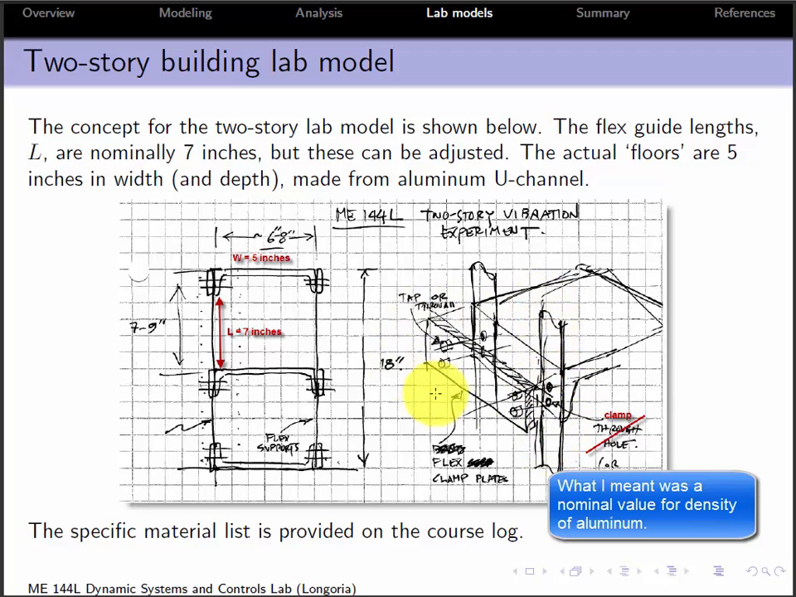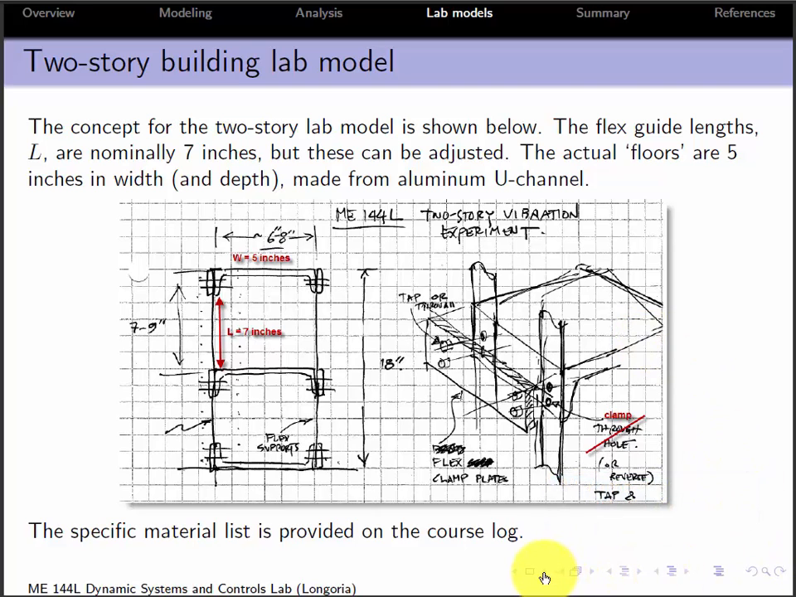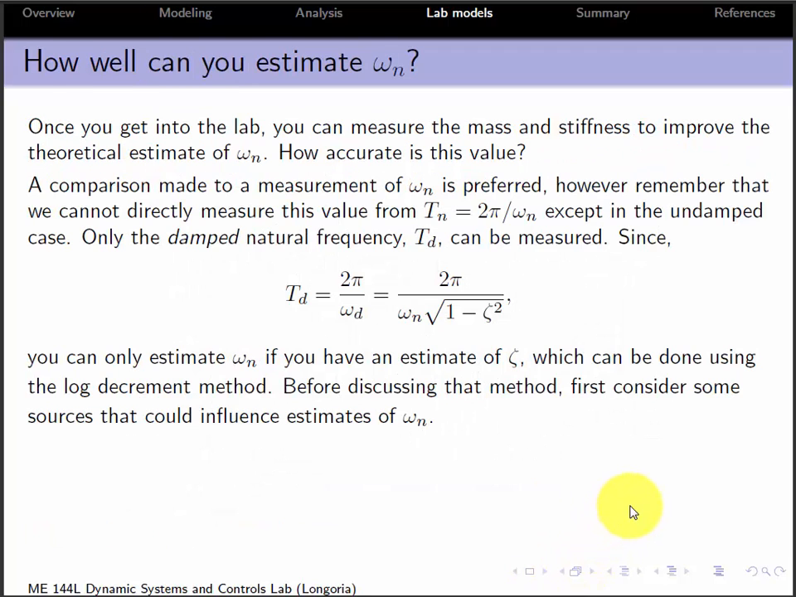But there can be some uncertainties, and that's what I want you to explore a little bit and see where you think you might be off. Okay, so the question being, how well, given just those raw values, can you estimate the natural frequency? Once you get into the lab, you can actually measure the mass of the structure. You can even try to measure the stiffness, measure force and displacement and get an estimate of your stiffness directly, and get a little bit better estimate of omega n, and then try to assess how accurate the value is.